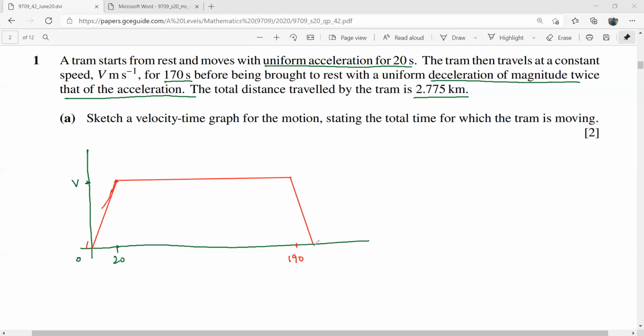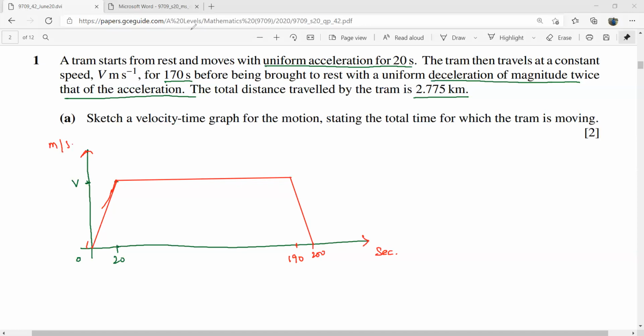And here is the time 200 seconds. So you must label this completely. This is the time in seconds, and this is the velocity in meters per second. Okay, let's go on to the next question.